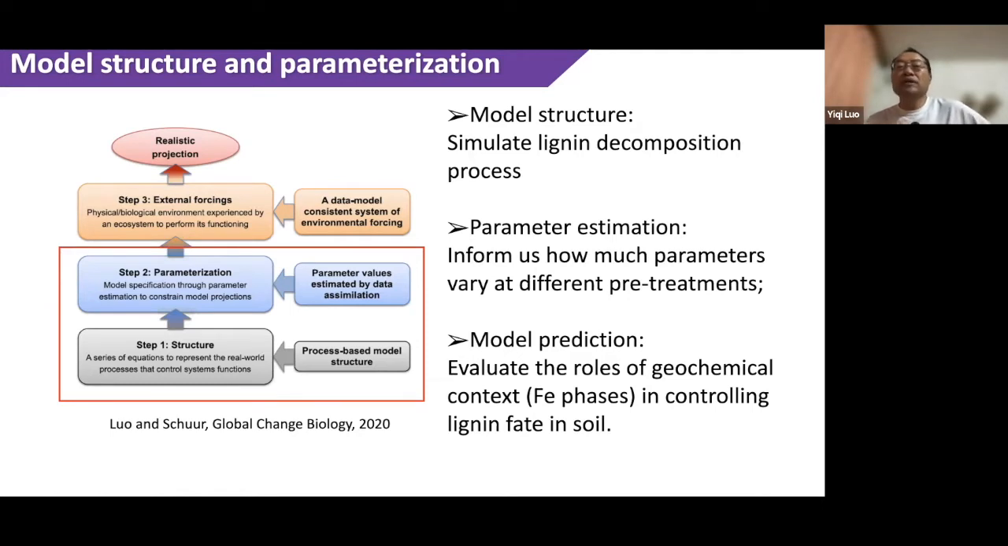So the model structure is to simulate the litter decomposition process. Parameter estimation is to inform us how much the parameters vary across the different pretreatments. And we use the model prediction to evaluate the role of geochemical controls and biochemical processes in controlling lignin phase in the soil.